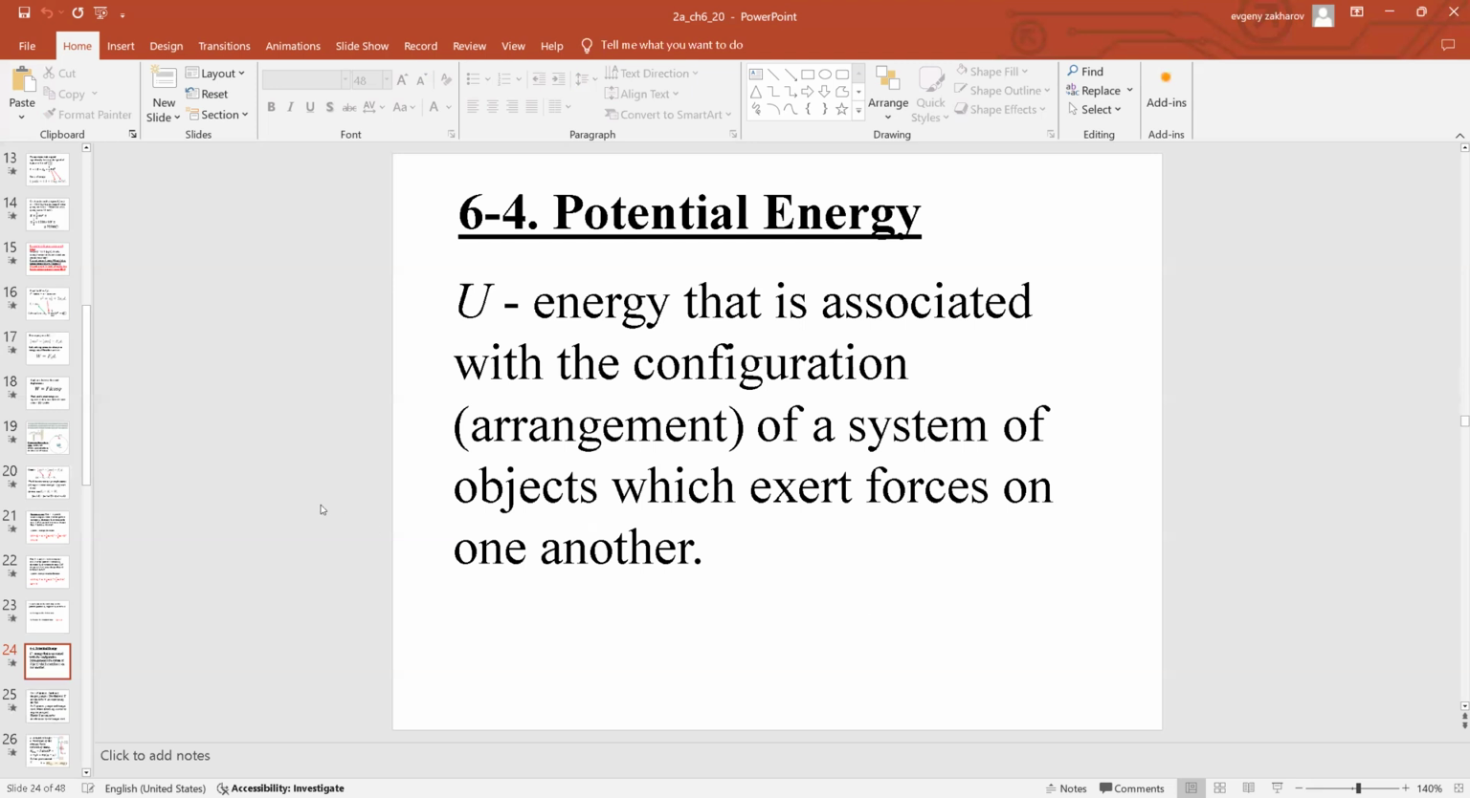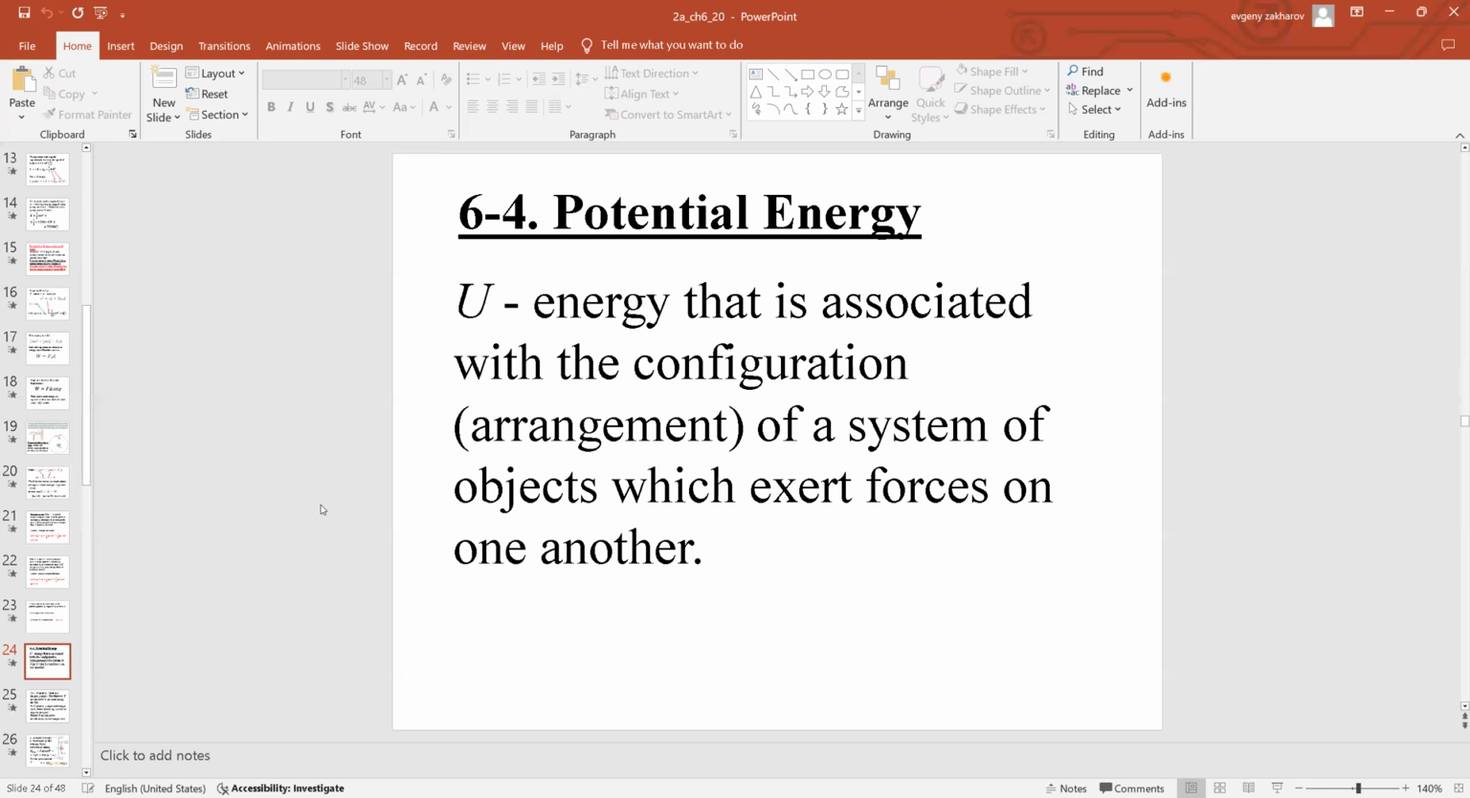And then you're going to talk about elastic potential energy. That would be an object on the spring. So the spring would be the medium for that kind of interaction. So for potential energy, for now, just think about gravitational potential energy and elastic potential energy, and that's it.